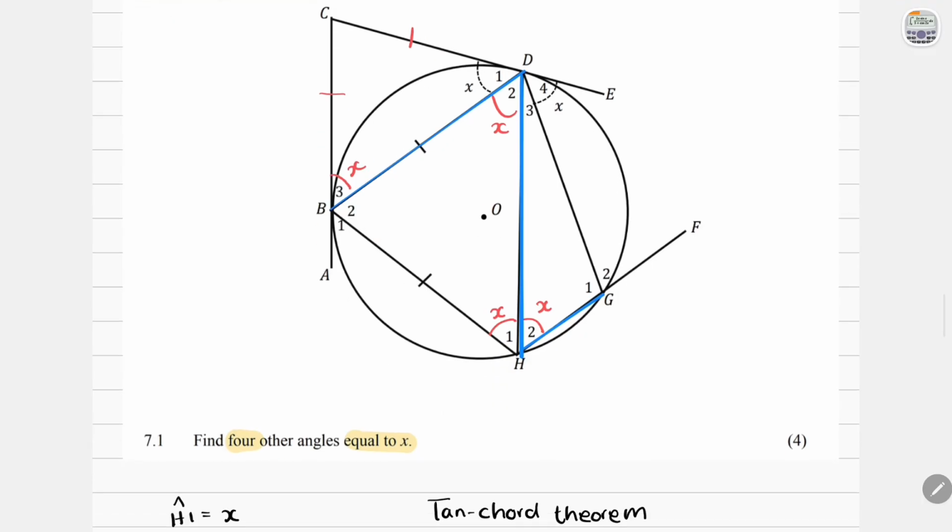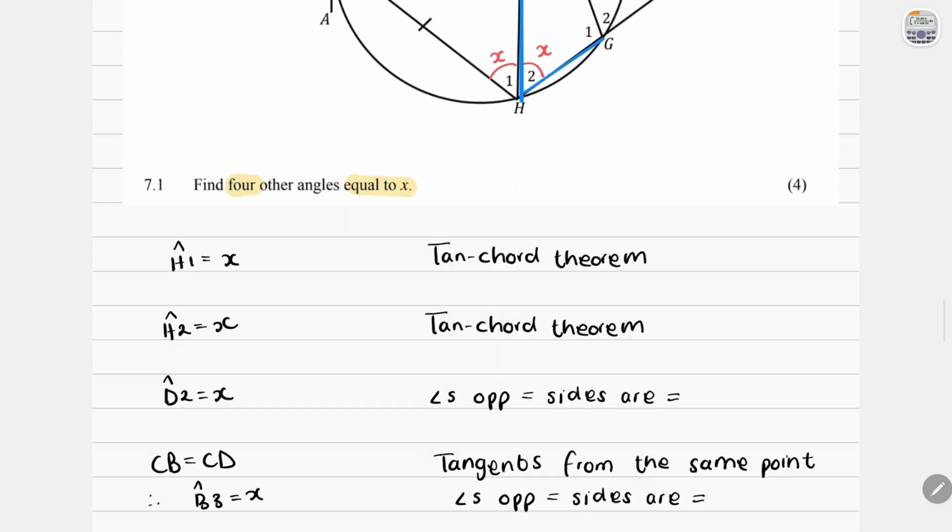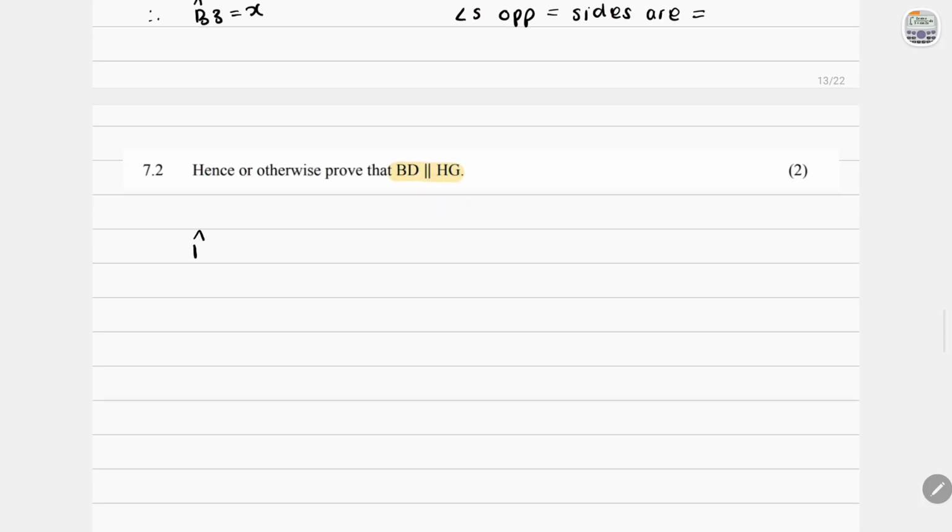Since they are equal, the lines are parallel. So we can tell them D2 equals H2. So angle D2 is equal to angle H2, and they're both equal to x. Therefore, BD is indeed parallel to HG.